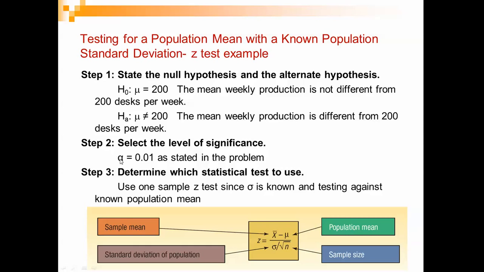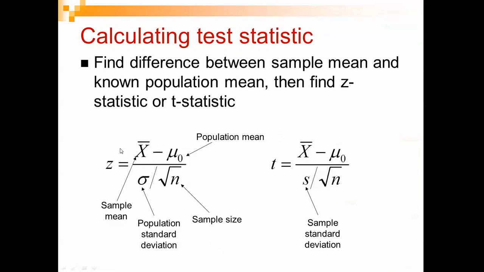And then we determine which statistical test to use, and I'm using the book answer here. This is the book example, so you can go back to page 342 and go through this yourself if you want to. So then we determine which statistical test to use. Well, we're going to use the one sample z-test since we know the population standard deviation, and we're testing it against the known population mean. And again, you look at this formula. It's the same formula that we had right here.